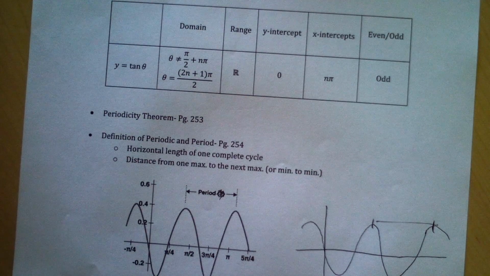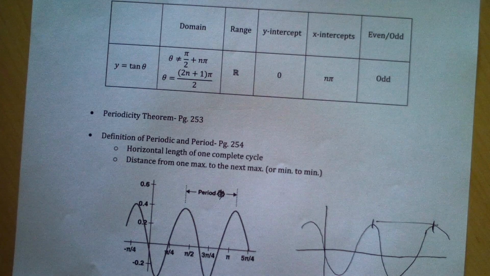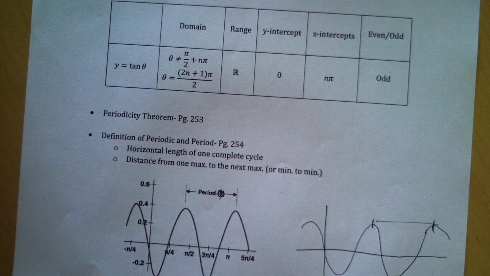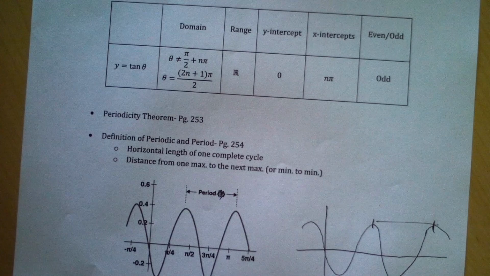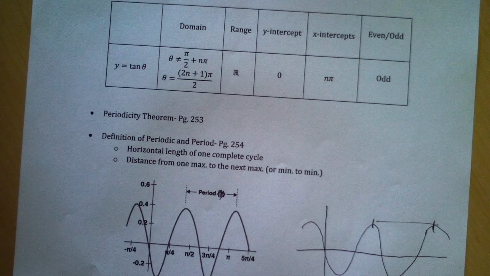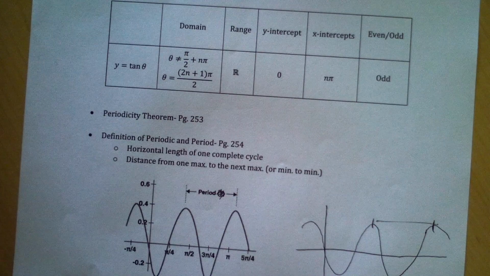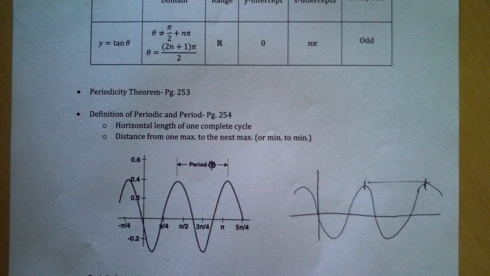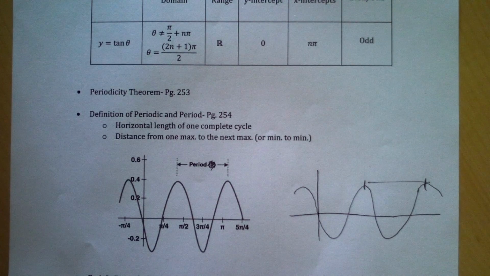And then the definition of periodic, and period. So function f is periodic if there is a positive number p such that f of x plus p is the same as f of x for all x in that domain. And whatever the smallest p value is, that's what they call the period. So basically it's very similar to that cycle thing that we had the other day, wherever the pattern's repeating. The period is the horizontal length of that.